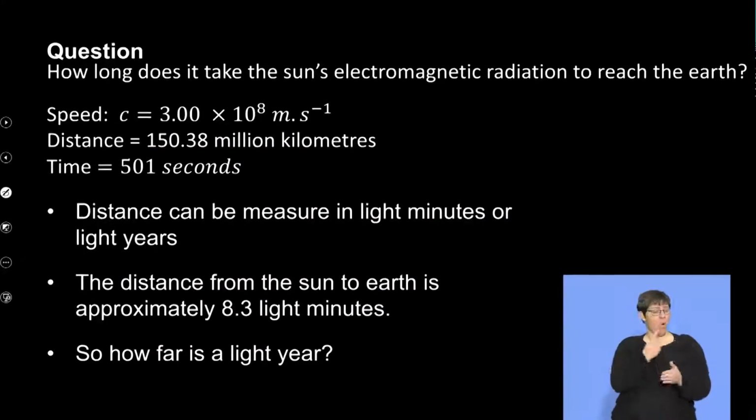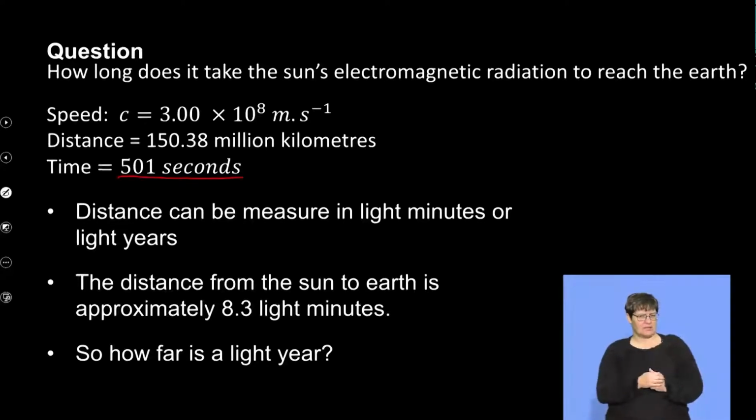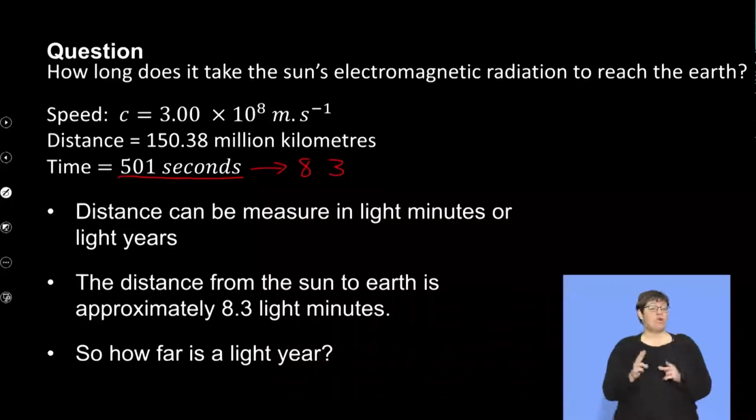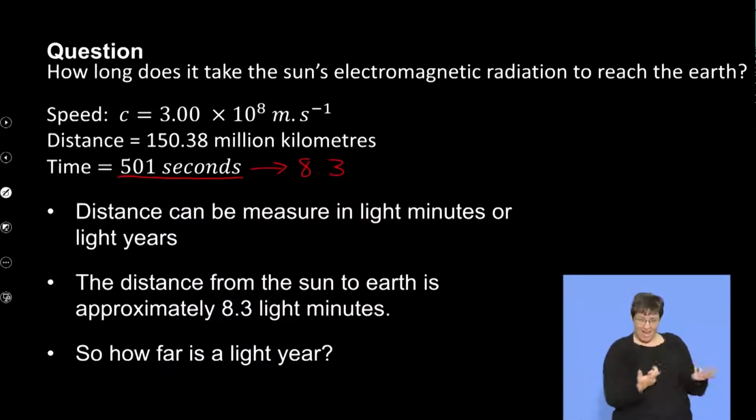If the time is only 501 seconds to travel that huge distance, how much is that in minutes? Well, if we convert 501 seconds to minutes, we get that this is approximately 8.3 minutes, i.e., it takes light approximately 8.3 minutes to get from the sun to us. We often refer to this unit as a light minute, the distance that light travels in a single minute. It's quite a distance, but we use it a lot in physics.